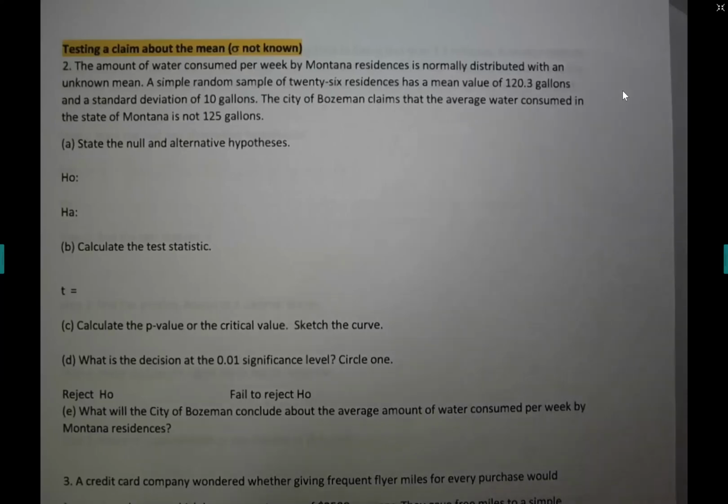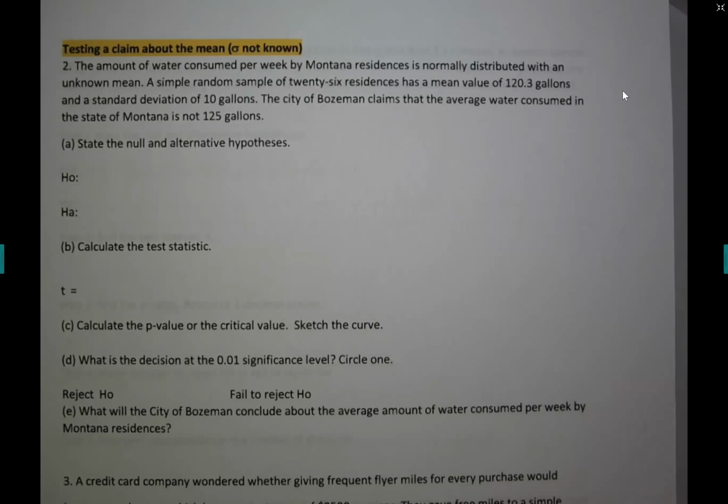Okay, so we're gonna test the claims about the mean, sigma not known. What do I mean by sigma not known? That means the population standard deviation is not given in the exercise. So what's given instead is the sample standard deviation, which is S.